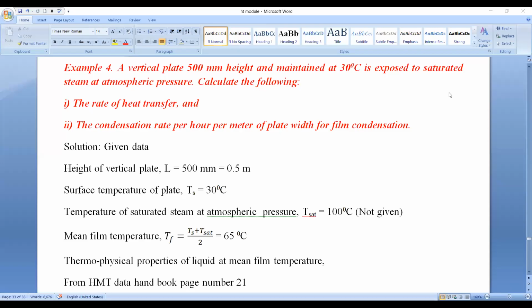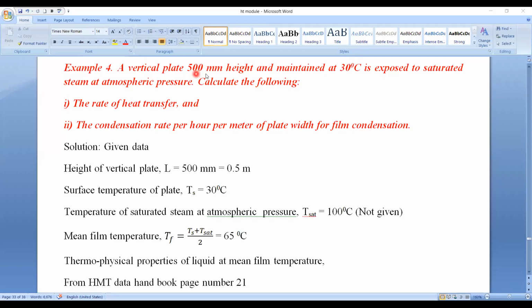Hello students, I welcome you all to the online video lecture on course Heat Transfer, module number 5, chapter 2, that is boiling and condensation. This is the ninth lecture on boiling and condensation. In today's session, we will study the numericals on condensation which have been asked in the previous year examination. Let's read the problem carefully now.